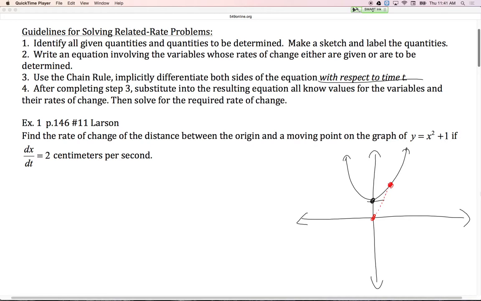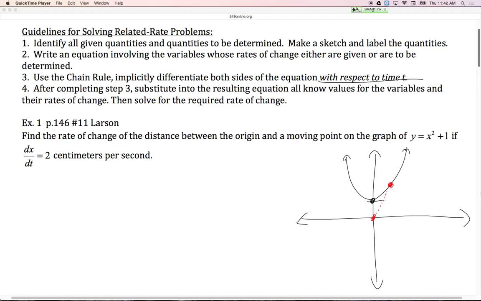So we know there's a distance between the origin and some point that's moving on the graph, and as that point moves, what happens to that distance? It's changing. Sometimes it's getting smaller, sometimes it's getting bigger. It depends on where it's at. As it moves towards the y-axis, it's getting smaller. Then as it moves away from the y-axis, it'll get bigger. So you know what the context of the problem is at least.